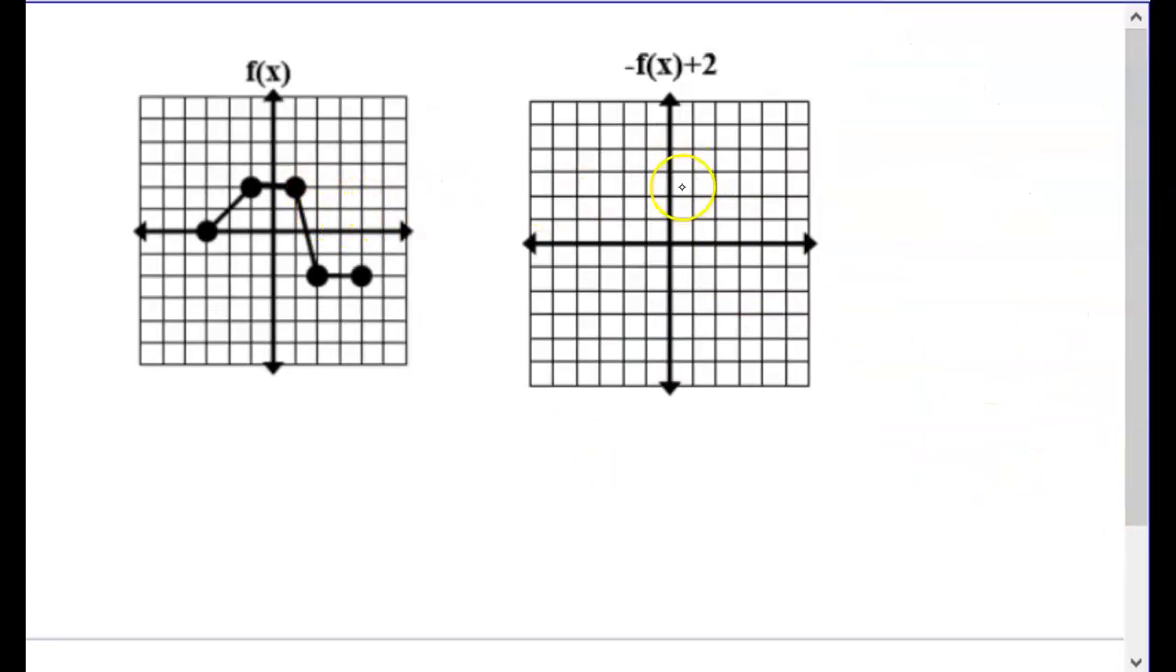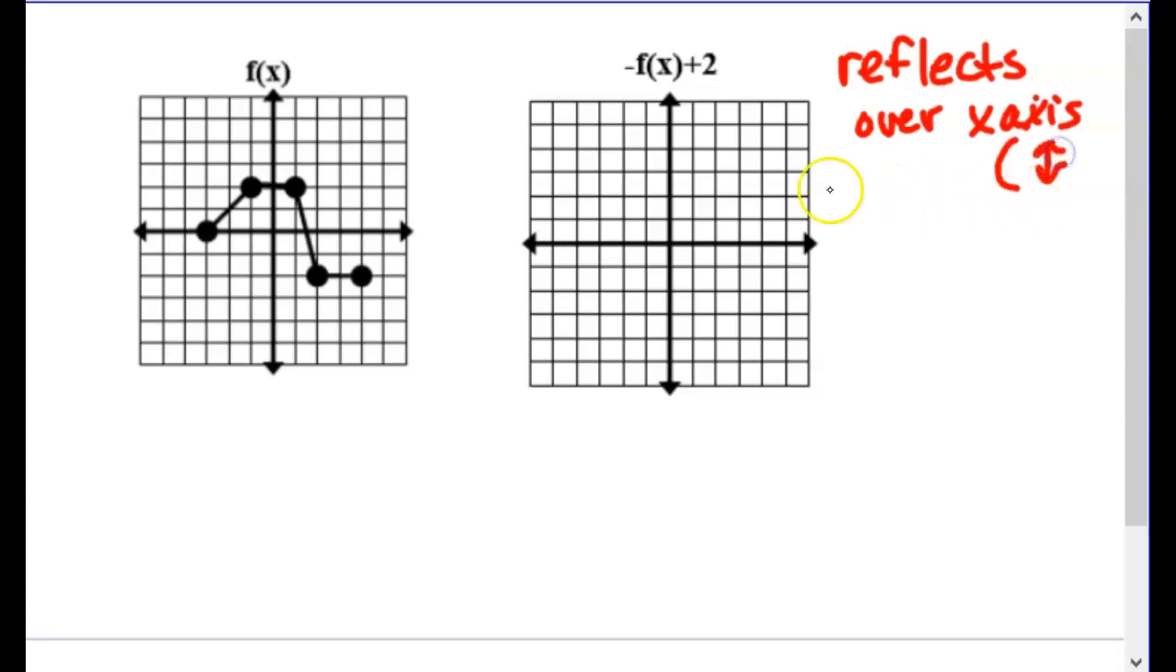All right, this one does what two things? This one, the order matters. The negative out front changes the y values. It flips or reflects over the x, or up, down. It's going to reflect this way, top to bottom. And then the second thing it's going to do, what's a +2 on the back do? Vertical shift up 2.